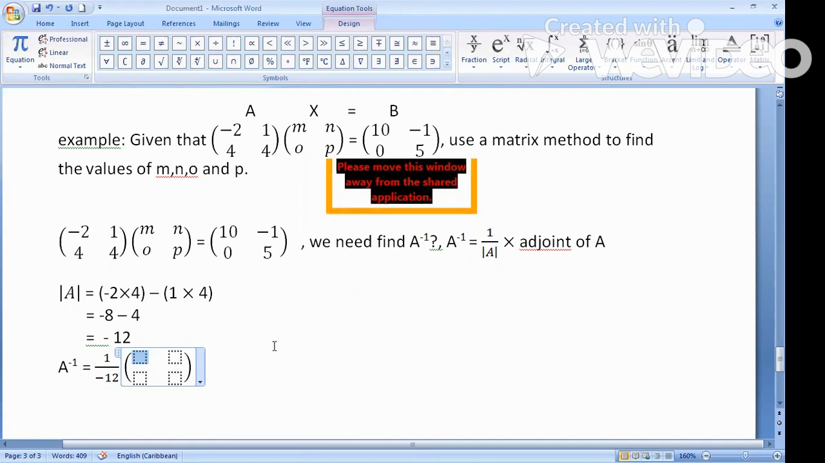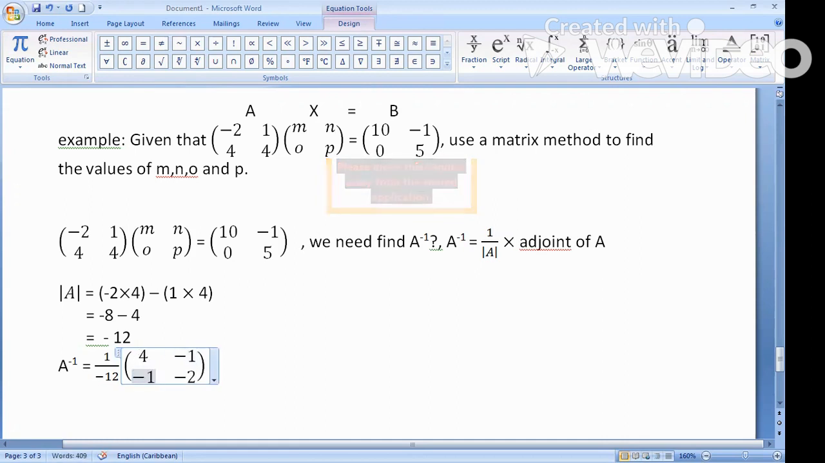So go do 4, then switch the other one and change the sign. Very good. What about this one up here? Change the sign, so that's going to be negative 1, and negative 4.